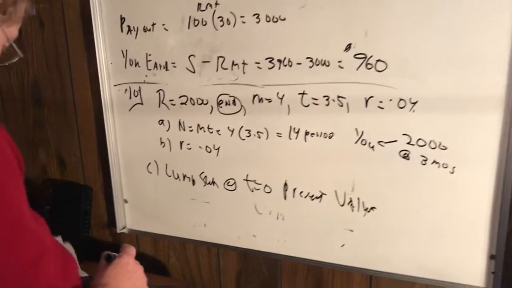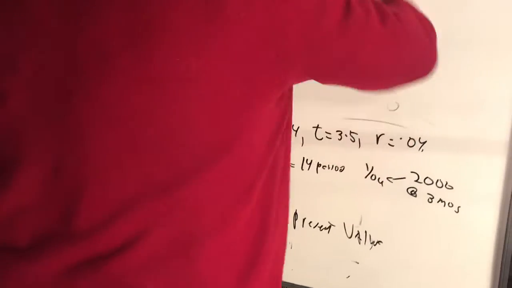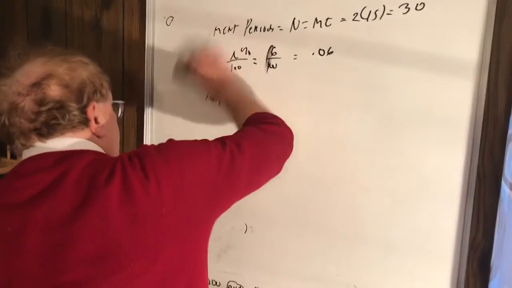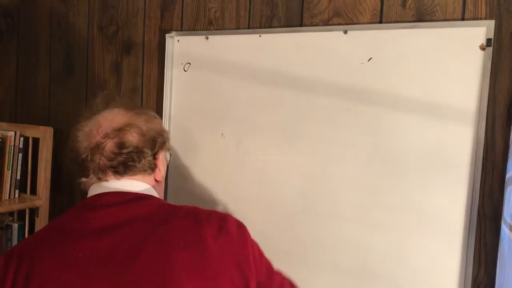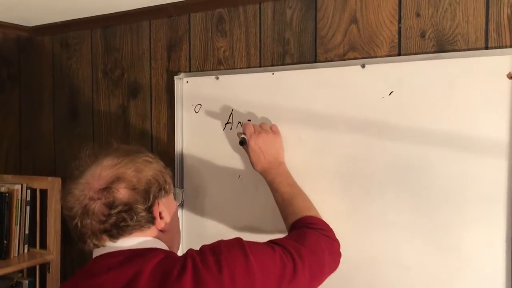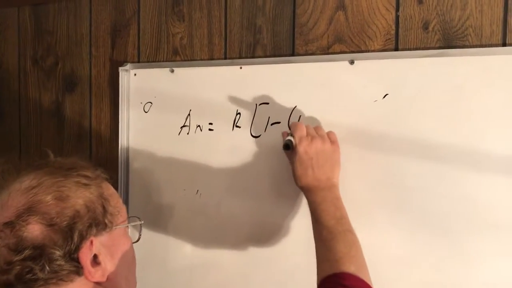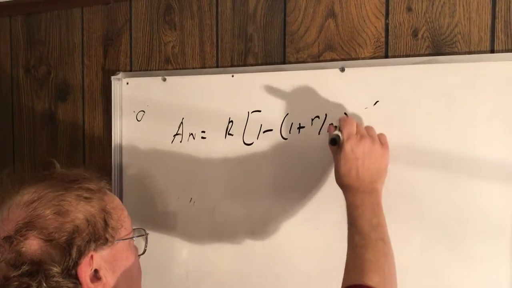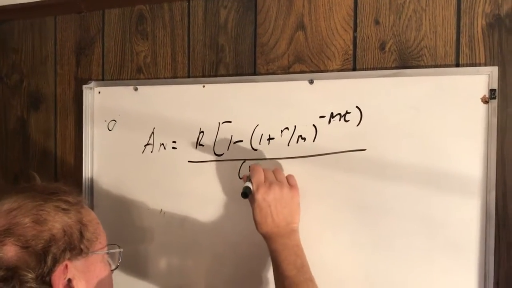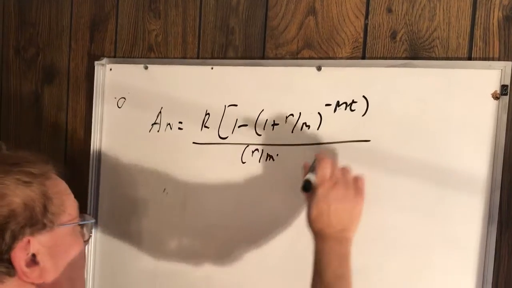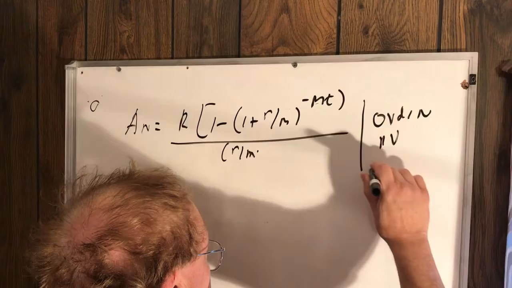And we know it's an ordinary annuity, which means at the end of the period. So we have this equation which we use. Okay, so A_N equals R times 1 minus 1 plus R over M to the minus MT, divided by R over M. That's the ordinary present value annuity.